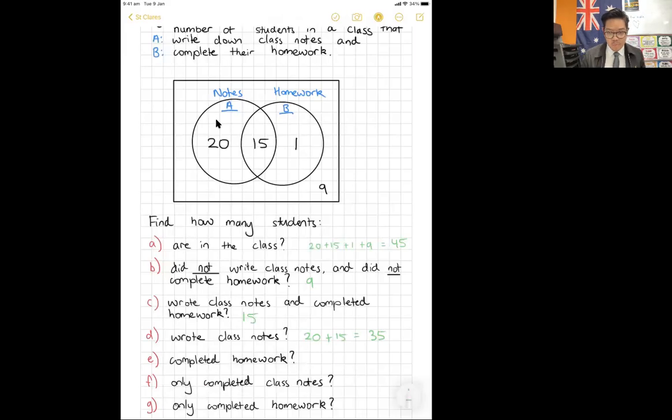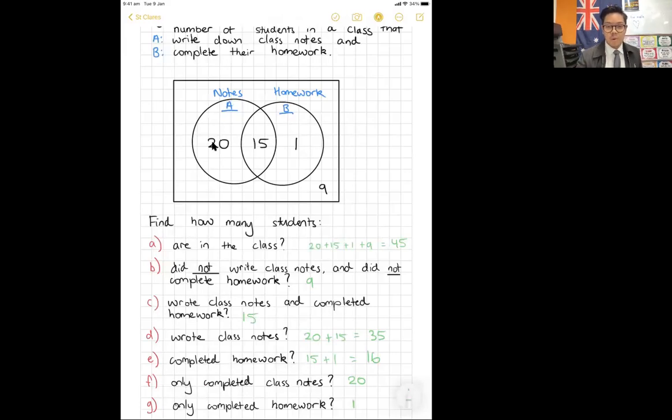How many people completed the homework? Again, we can see there's 15 that did both, and then there's an extra 1 guy, or girl, who did. So that would be 16. Okay, and the last one is, how many people only completed class notes? Here we look at everything in A, but they only completed the class notes, they didn't do their homework. Well, that would be 20. And how many people only completed their homework and didn't do their class notes? That would be 1 person.